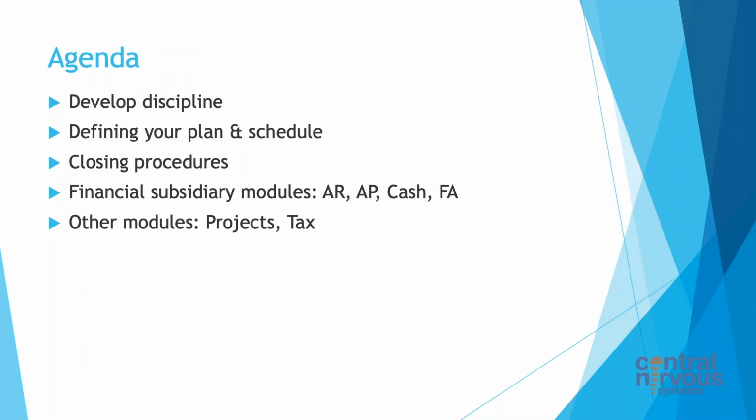So what are we going to be talking about today? As part of our month-end procedures is talking about developing a discipline, defining the plan and schedule for month ends, going through the closing procedures, talking about the financial subsidiary models, AR, AP, cash, and fixed assets, and also talking about other modules like projects and tax, sales tax, which have a different flow for them.